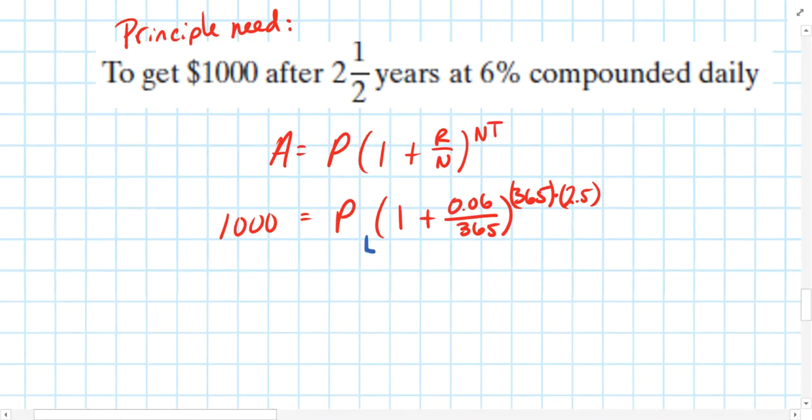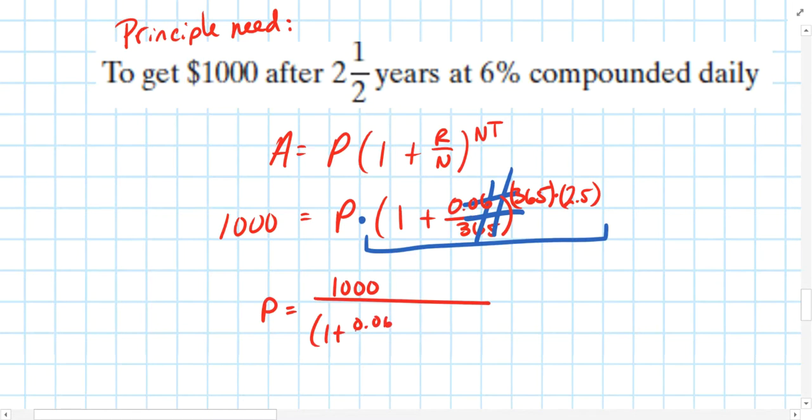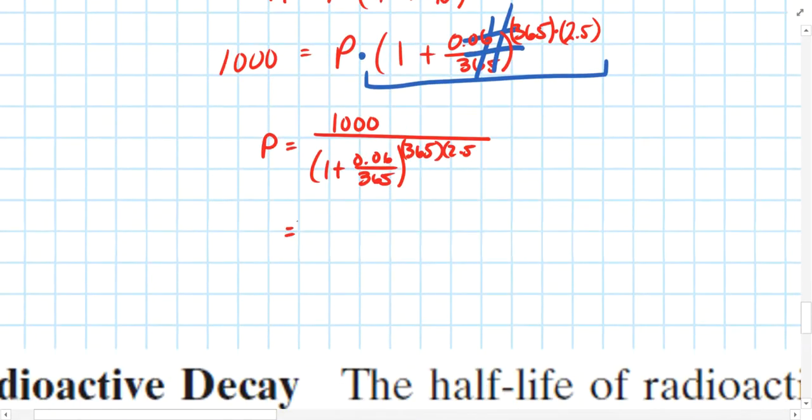Well, here again, this expression is something that can be entered into the calculator, and it's just going to come out to be some number. So if my job is to isolate the value P, then really all that I need to do is to divide by this number on both sides, and then the P value will be isolated. So 1,000 should be divided by 1 plus 0.06 divided by 365 to the 365 times 2.5 power. And here again, this is something that we could enter into our calculator.